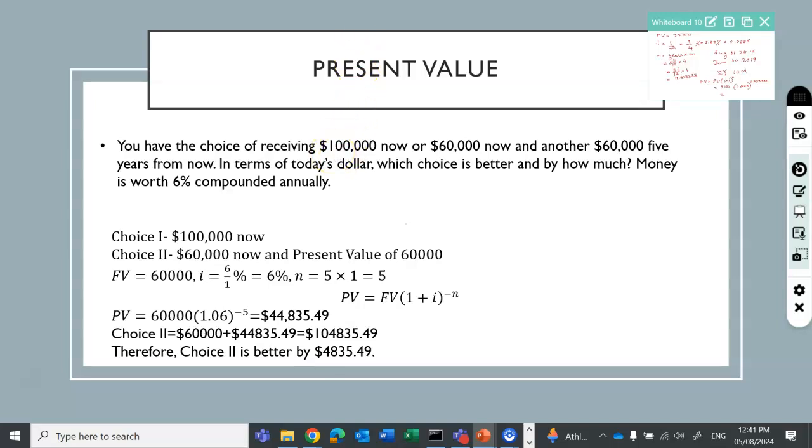So of course it is a choice of receiving, so you want to receive more. The more you receive is better. So 104,000 is more than 100,000, and therefore you will choose the second option. So this completes all the topics of future value and present value of compound interest. You can do more practice problems based on compound interest.